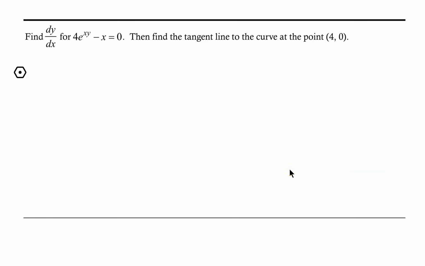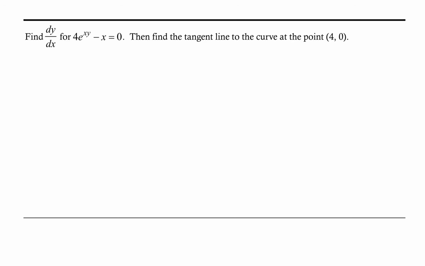Welcome. Let's take a look at finding the equation of a tangent line to a curve at a specific point where the curve is defined implicitly. So first we're going to need to find the derivative with respect to x, the rate of change, the slope of the tangent line, before we can actually find the equation of that tangent line.